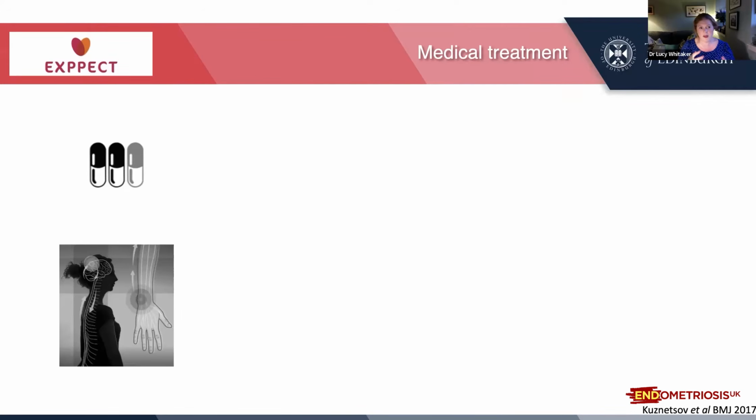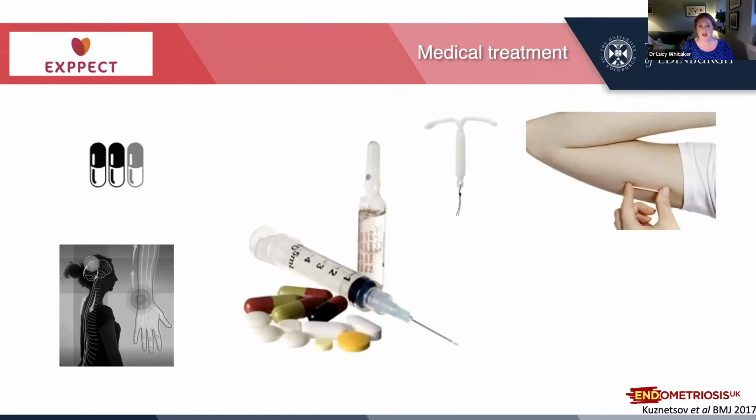The other medical treatments include neuromodulators, and I'm going to come back to neuromodulators. And then the third strand of our medical treatments at the moment is hormonal suppression. So there are several different types. You can have the combined pill, the mini pill, the progesterone injections, so the Depo-Provera, the progesterone coil, as well as the progesterone implant. And we also have the use of putting people into a temporary reversible medical menopause.